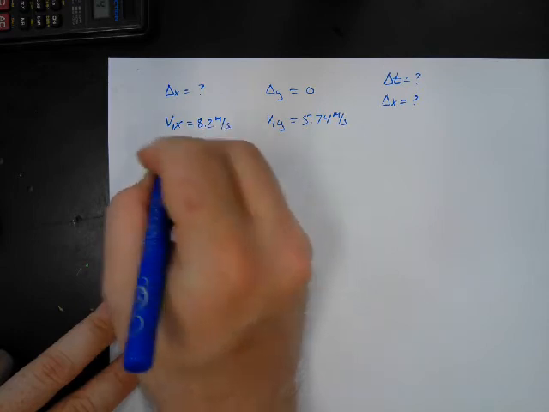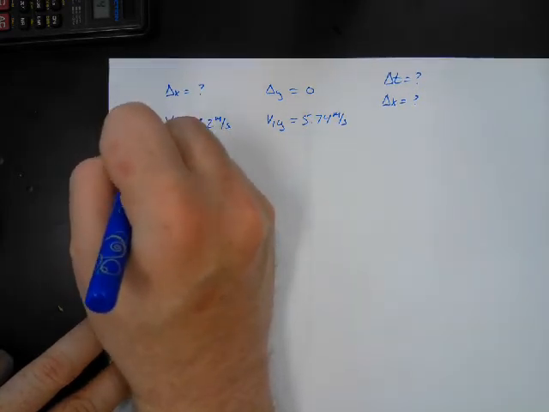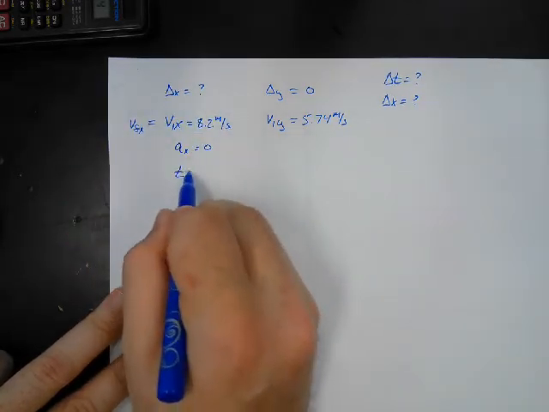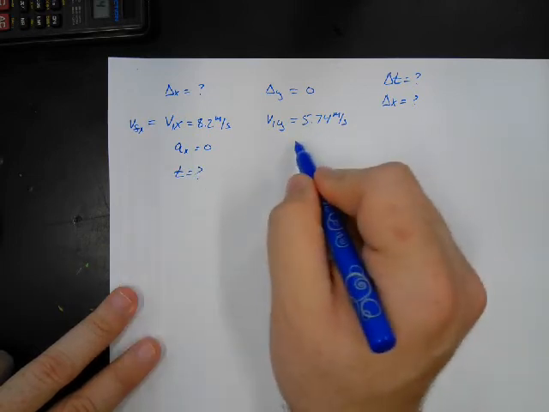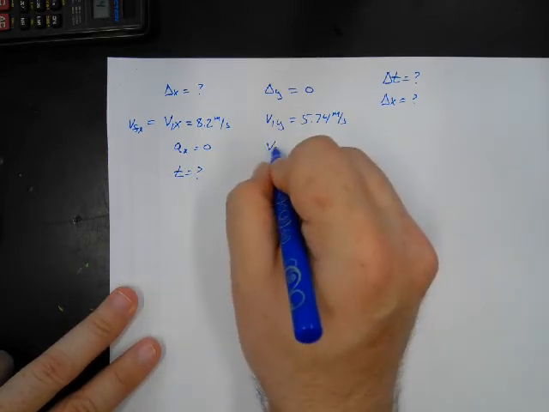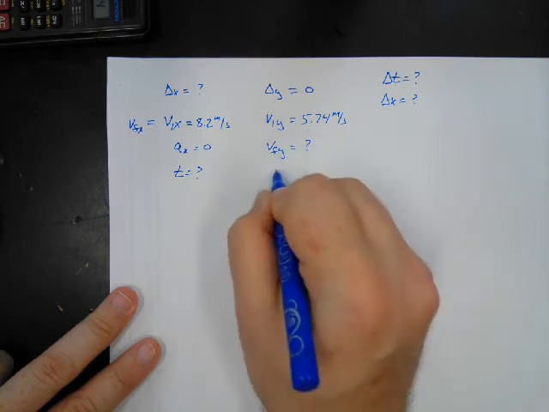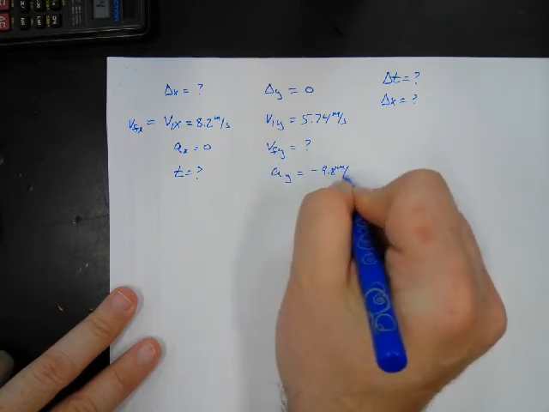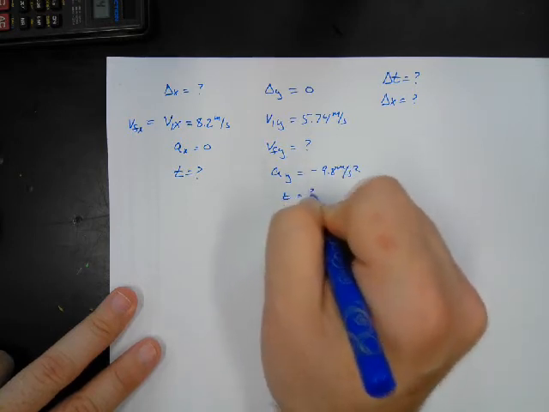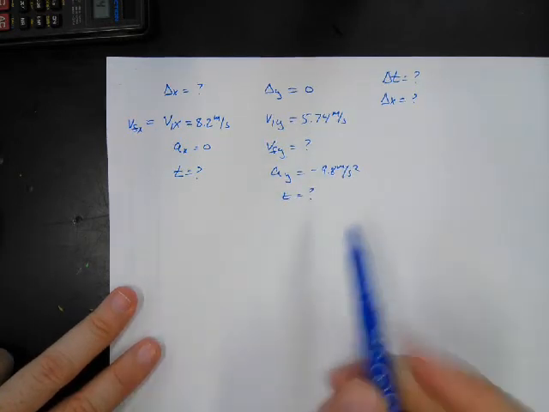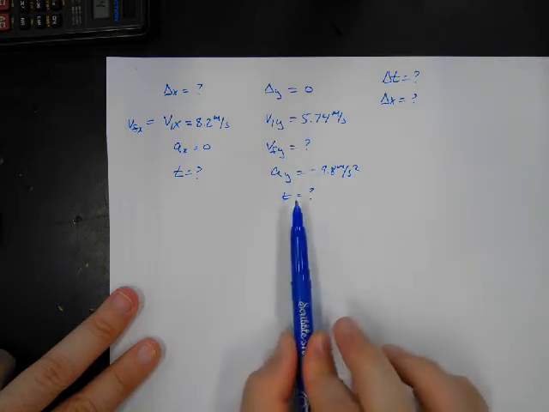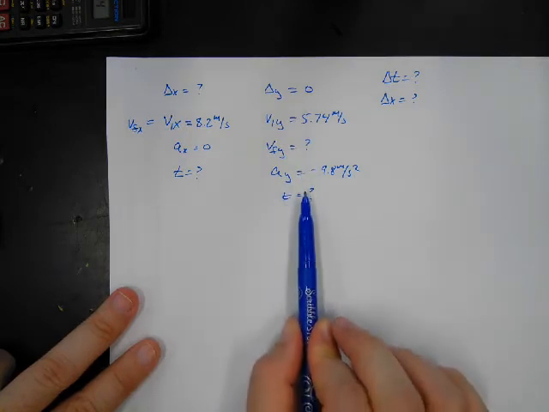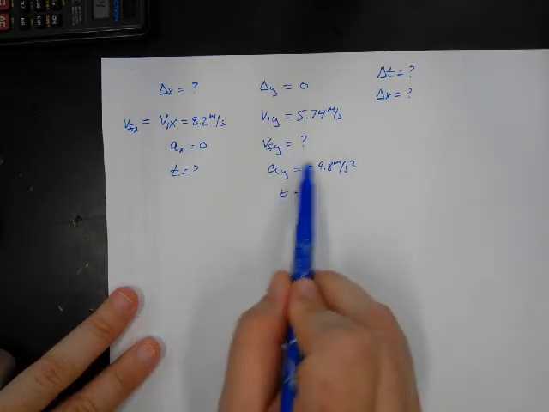Ax is 0. So v final x, and in t, we don't know. But over here, v final y, we don't know. The acceleration in the y direction is minus 9.8. And t, we don't know. And so the idea is that from this, we have 3 things in this column. We ought to be able to find the time. And we need something that doesn't use v final.